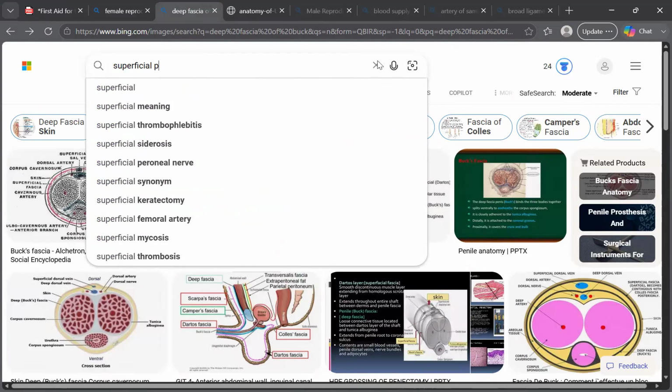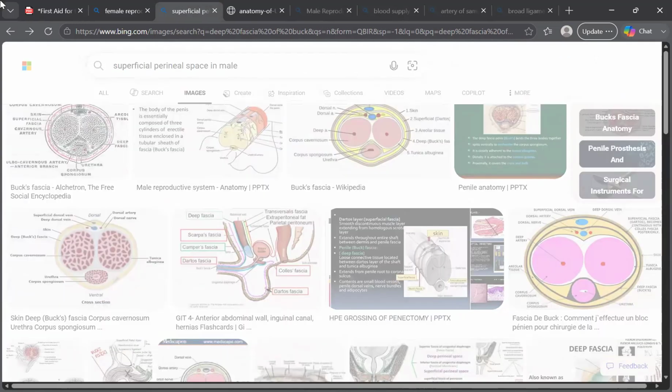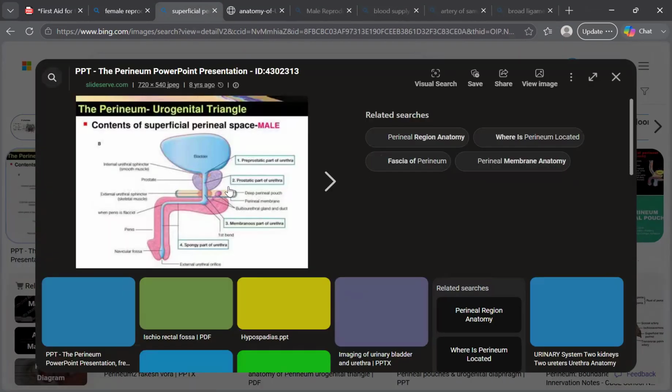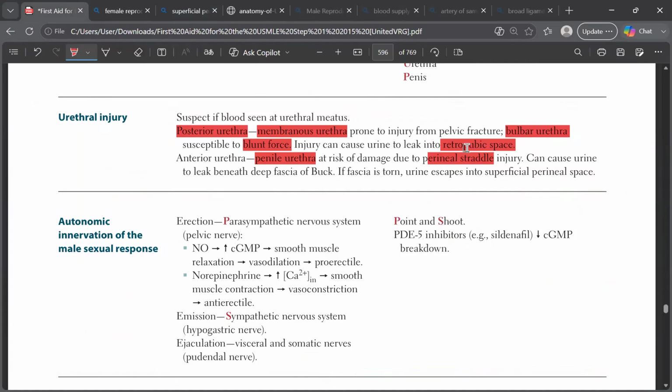Superficial perineal space in male. Okay, so all of these, the location of the penis and the bladder is in the superficial perineal space, so the urine leaks there. It leaks into retropubic space in posterior urethral injuries, and it leaks into deep fascia of Buck or superficial perineal space in anterior urethral injuries.